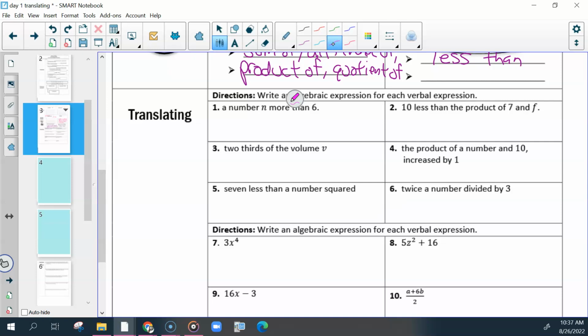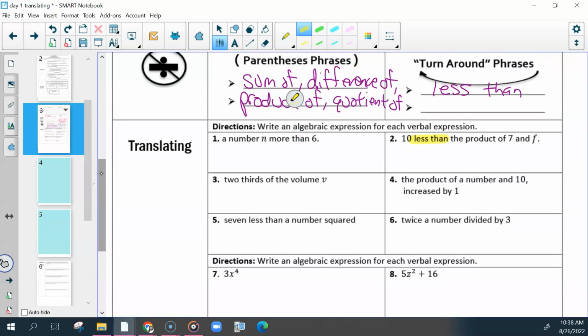So as you're reading these, we need to figure out what words stick out that are operation words. So your addition, subtraction, multiplication, division words. So 10 less than the product of 7 and f. Of those words, which ones do you see are operation words? Less than. And what does that tell us to do? What operation does it tell us to do? It's subtraction, yes.